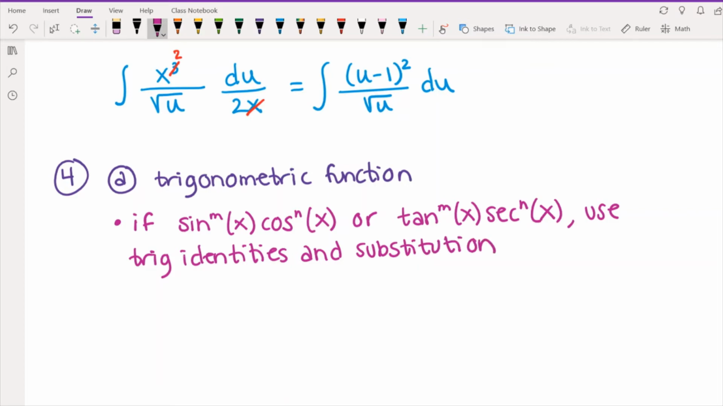And so this is something we talked about a few videos ago. Basically, you're looking at whether the exponents are even and odd and using that to figure out what makes sense in terms of your substitution.